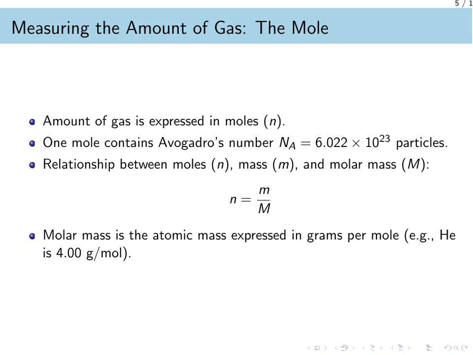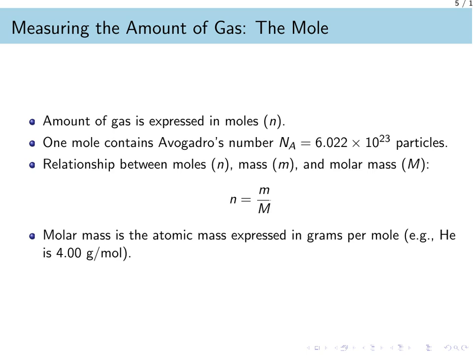When measuring the amount of a gas, we use a unit called the mole, represented by the letter n. 1 mole is defined as the amount of a substance that contains Avogadro's number of particles, which is approximately 6.022 times 10 to the power of 23.